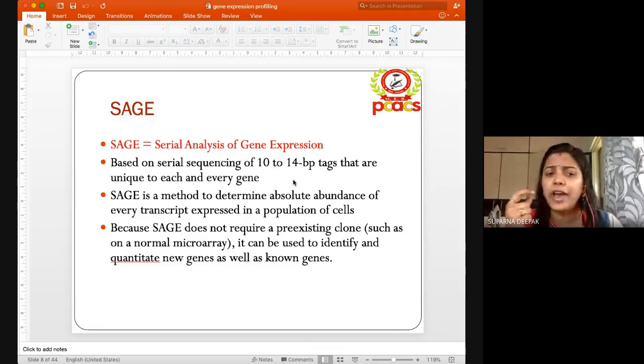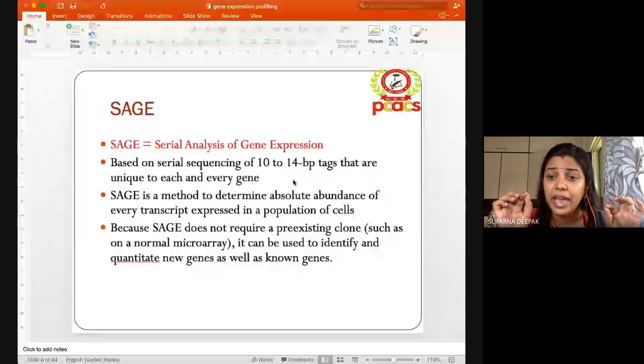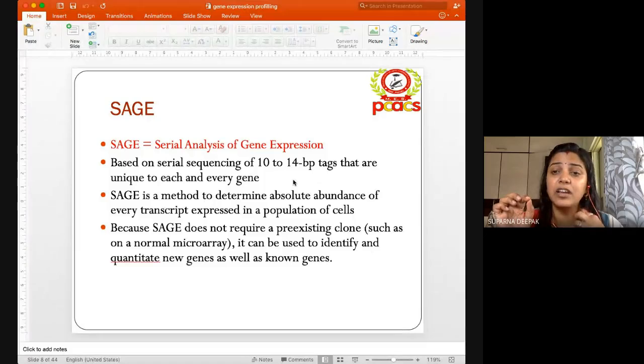So what they try to find out in this particular method is the absolute abundance, exactly how many mRNAs, the exact concentration of your mRNA, the exact number of transcripts that are expressed in a particular type of cell. And one very important advantage of SAGE is that it does not require any pre-existing clone.